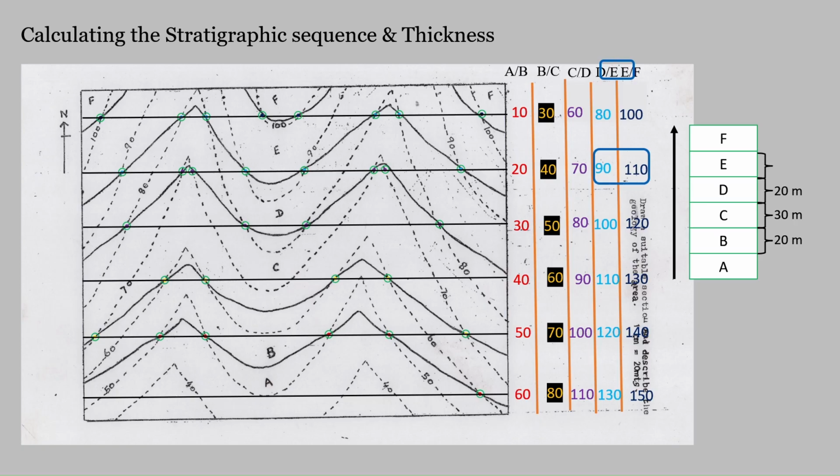Is that clear? So this is what the thickness is. If you follow the same rules all along, you can solve any type of question like this, where they give the outcrop as well as the map. You have to find the strike, you have to draw the strike, and you have to find the stratigraphic sequence as well as the thickness of this formation.